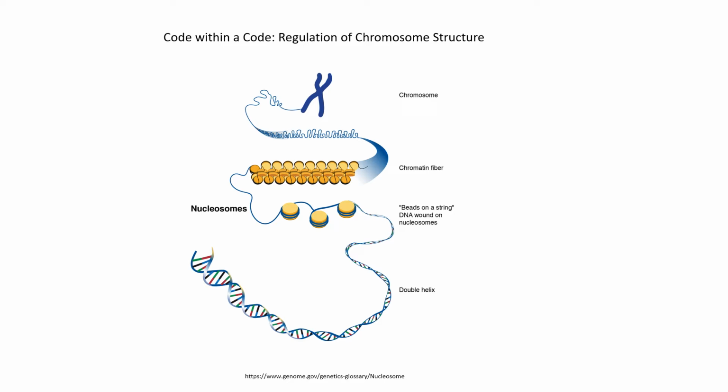Now, where does the information for this organization come from? Well, of course, it comes from the DNA itself. DNA is the storehouse of information for everything that goes on in the cell. And so, in addition to carrying the nucleotide base sequence to make the proteins, simultaneously the DNA within that same sequence is also carrying the instructions for how it should be wound along the nucleosomes.